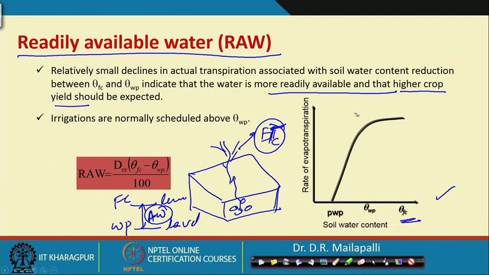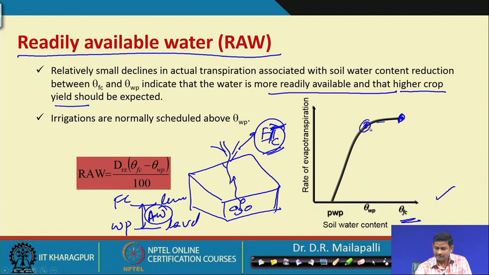So, as I said, the evapotranspiration increases. Initially this is the starting point, then due to loss of water, it reaches the wilting point. Then the curve goes down to the permanent wilting point here, and there is no more evapotranspiration. Here, RAW, readily available water, is what we are talking about.